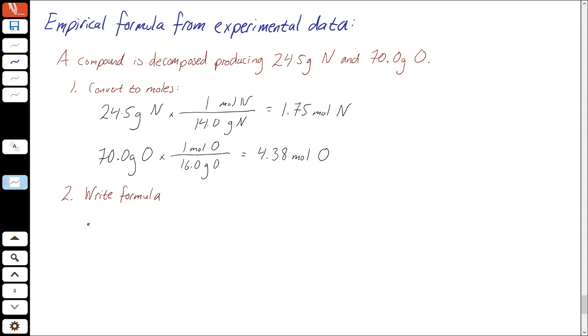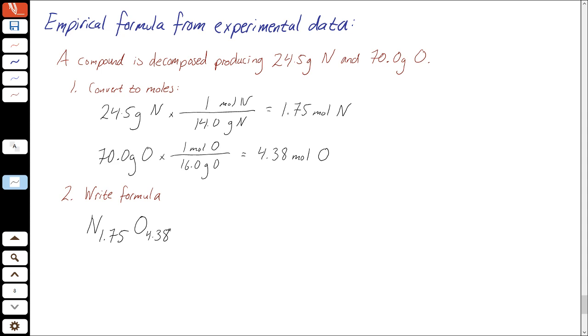So the formula we can write now is N1.75 O4.38. So what do you think? Is that a good formula? I mean, it's not ideal, right? Because we know from the law of multiple proportions that these compounds have to be small whole number ratios. Because that's how atoms work. That's how atomic theory works. You can't have 0.75 of a nitrogen atom. So what do we do?